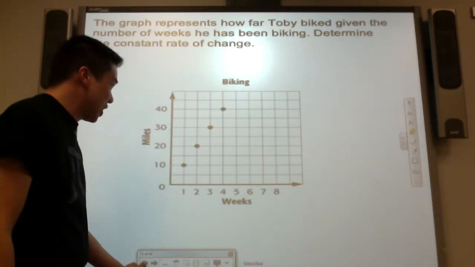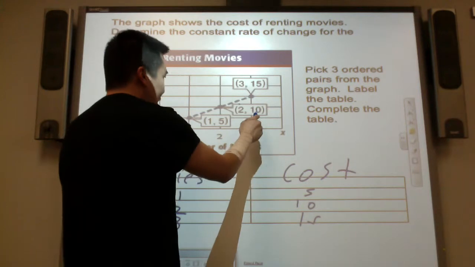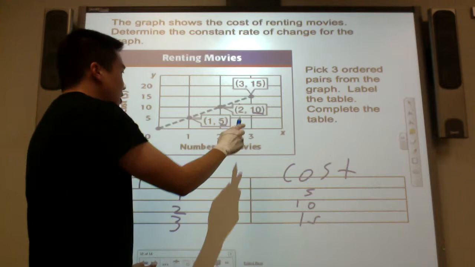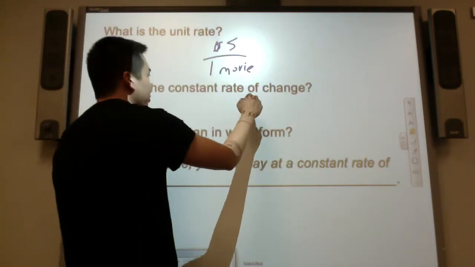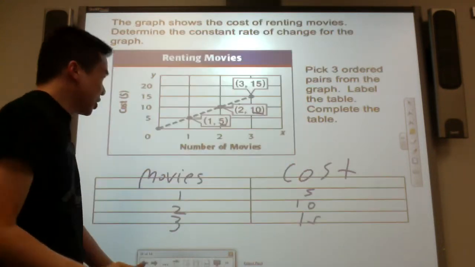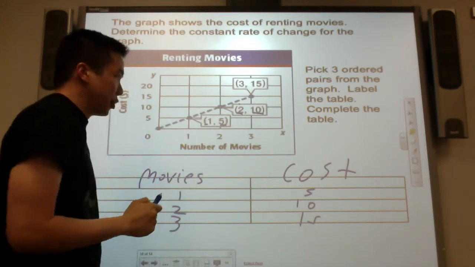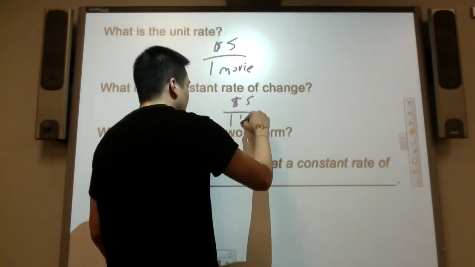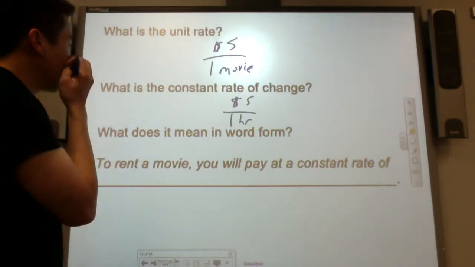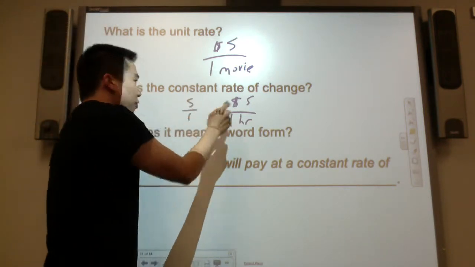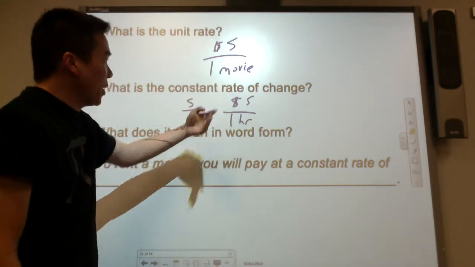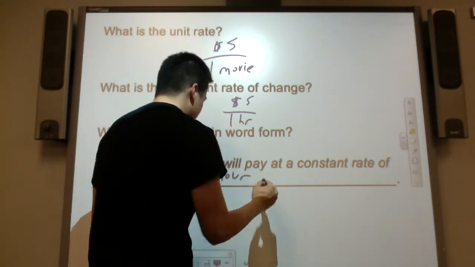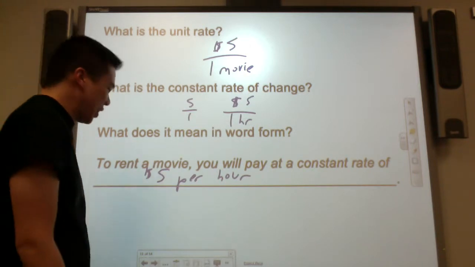What is the constant rate of change? How is the y changing and how is the x changing? So let's look at the y. You have 10 and 5. Is the dollar amount changing? It's changed by $5. Let's look at the hours, from 2 hours to 1 hour. It changed by 1 hour. So the constant rate of change is 5 over 1, or 5, which in word form is $5 per hour.